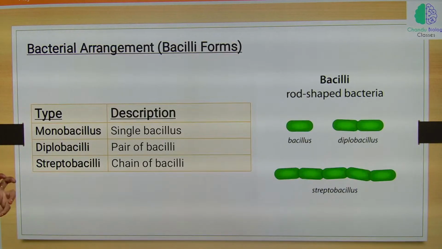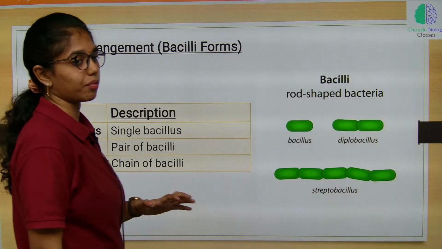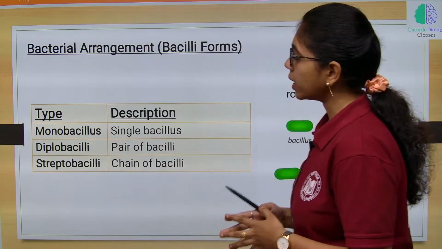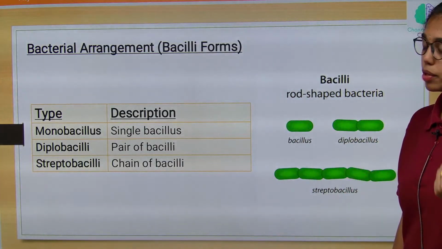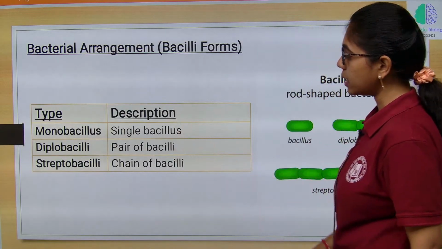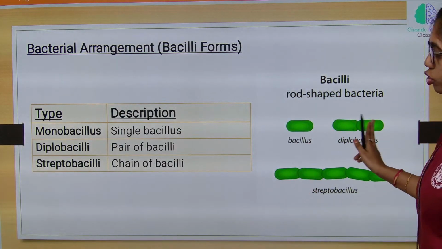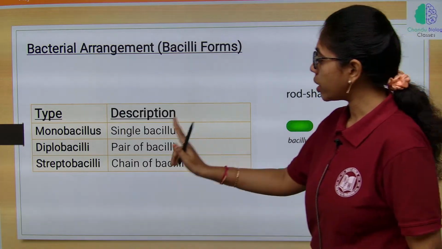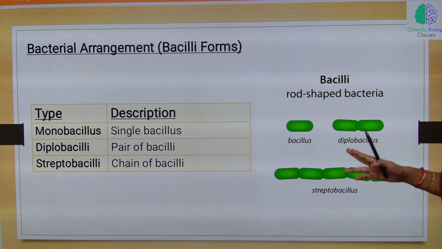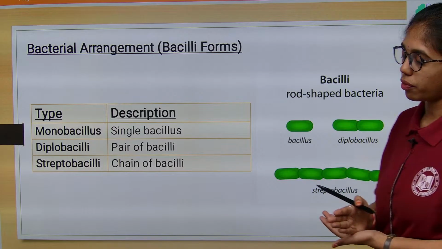Then bacterial arrangement of bacillus type, which are mostly the pathogenic bacteria. This includes monobacillus, diplobacillus and streptobacillus. Monobacillus is a single bacillus, diplobacillus is 2 rods, and streptobacillus is a chain of rod shaped cells. So, this is about different shapes of the bacteria.